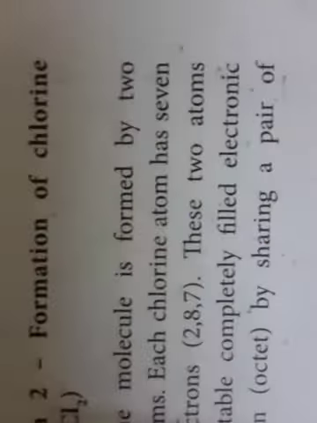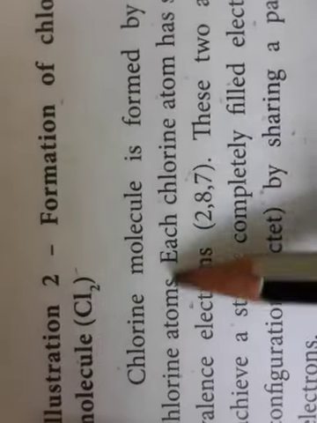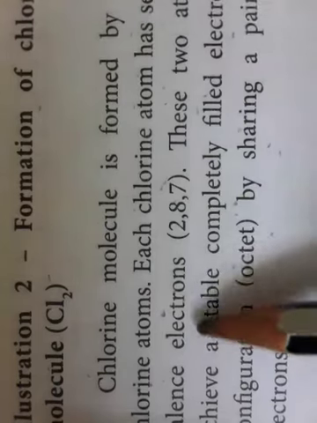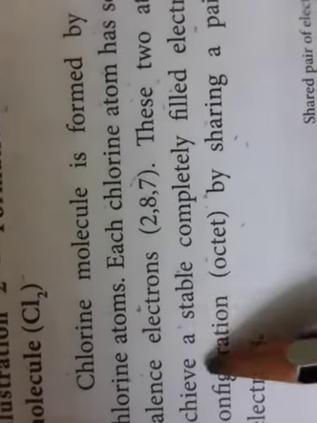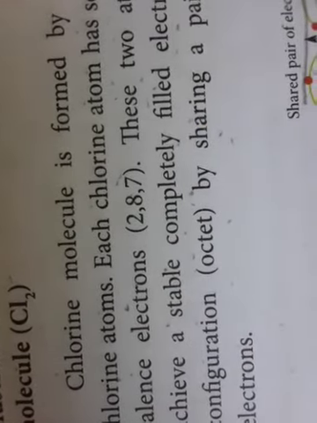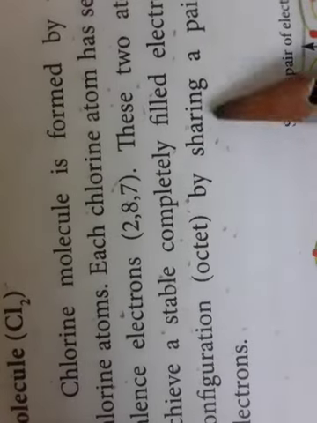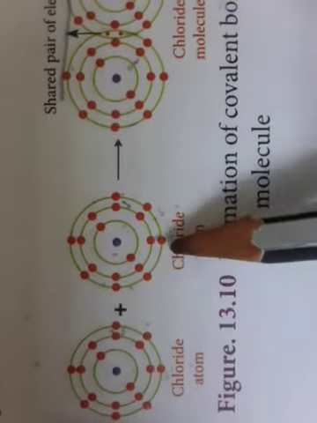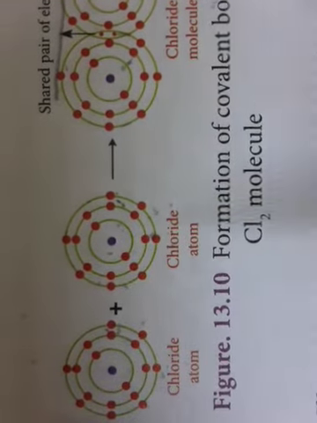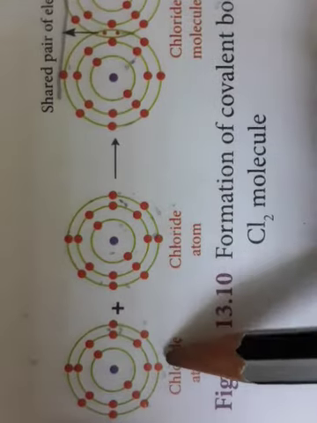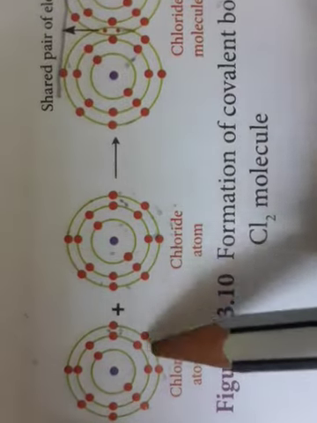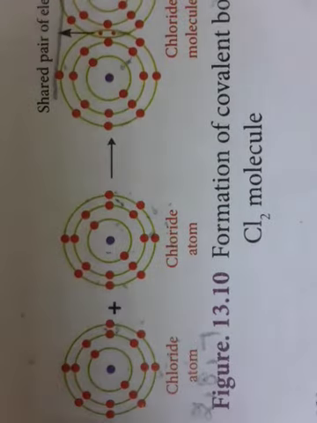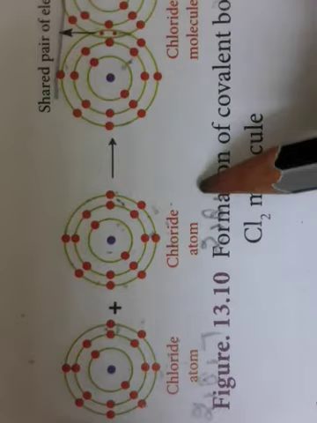And the next one, formation of chlorine molecule. A chlorine molecule is formed by two chlorine atoms. Each chlorine atom has 7 valence electrons. These two atoms achieve a stable, completely filled electronic configuration, an octet, by sharing a pair of electrons. See, this is one chlorine atom and this is another chlorine atom. Usually the electronic configuration will be 2, 8, 7. And for this also 2, 8, 7.